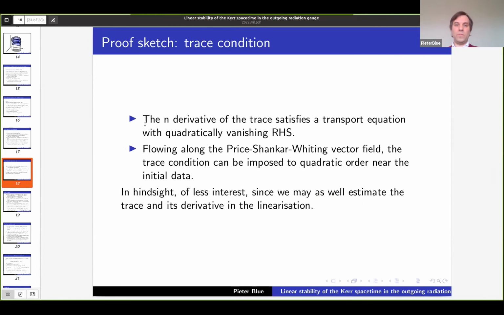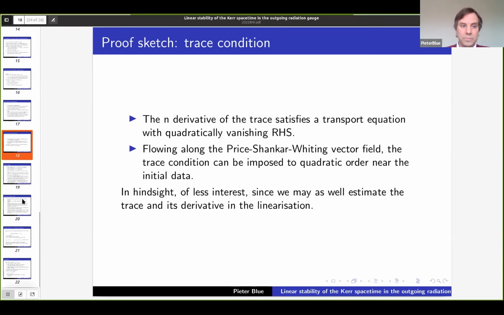The proof of the ability to impose the trace condition is also fairly straightforward. Basically, what one does is apply the Price-Shankar weighting argument. They said that in the linearization, this quantity could be made to vanish. And so then when you do it at the nonlinear level, unsurprisingly, it vanishes to order epsilon squared. Although in hindsight, having looked at this, probably the radiation gauge is the more relevant thing. And we could have just treated this trace as a very small quantity to estimate, as all the other quantities are being estimated.